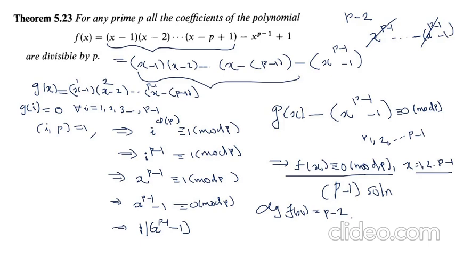Therefore, we can use the previous theorem. If this congruence has more than p minus 2 solutions, then every coefficient is divisible by p. That is, p divides each of the coefficients of the polynomial. This is the proof of this theorem.